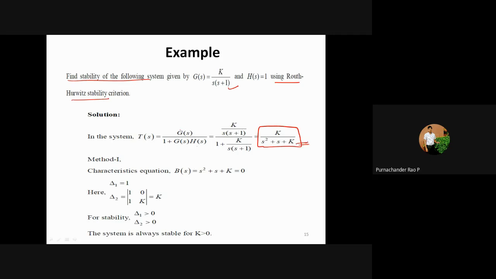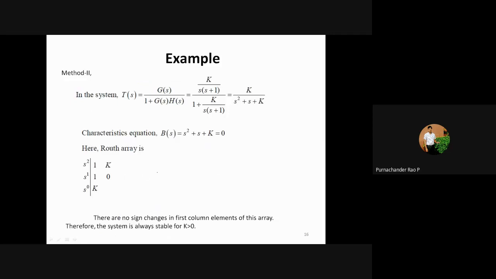The denominator is called the characteristic equation. So s square plus s plus k is equal to 0. Okay, so delta 1 is 1. And next delta 2 is the determinant 1, 0, 1, k. All the values are greater than 0, so the system is stable. This is method 1. And using the Routh-Hurwitz criteria, method 2 is what we have discussed here.